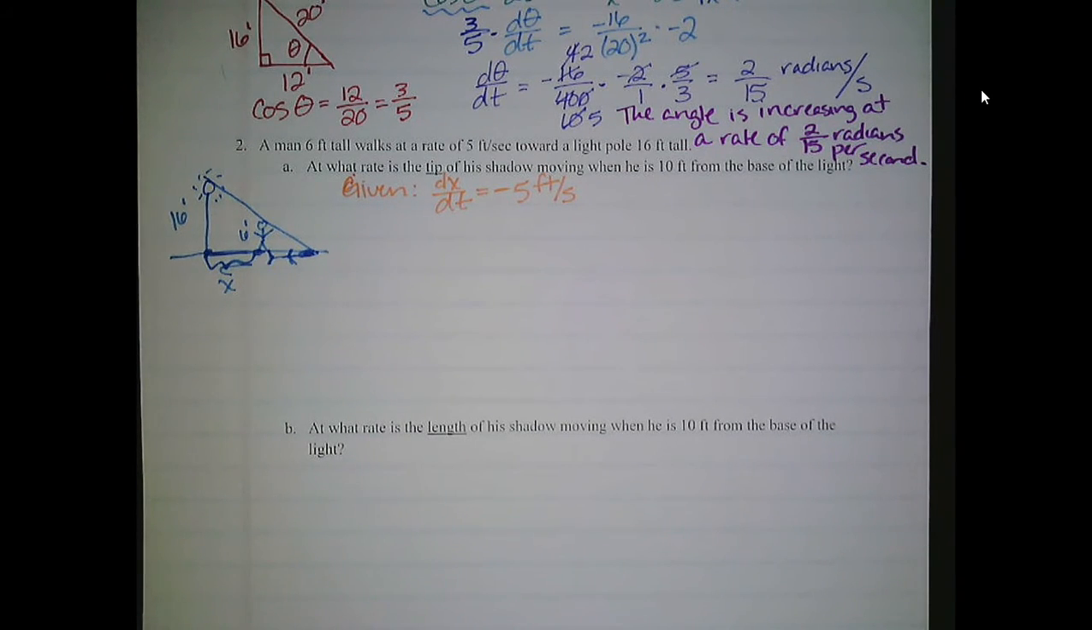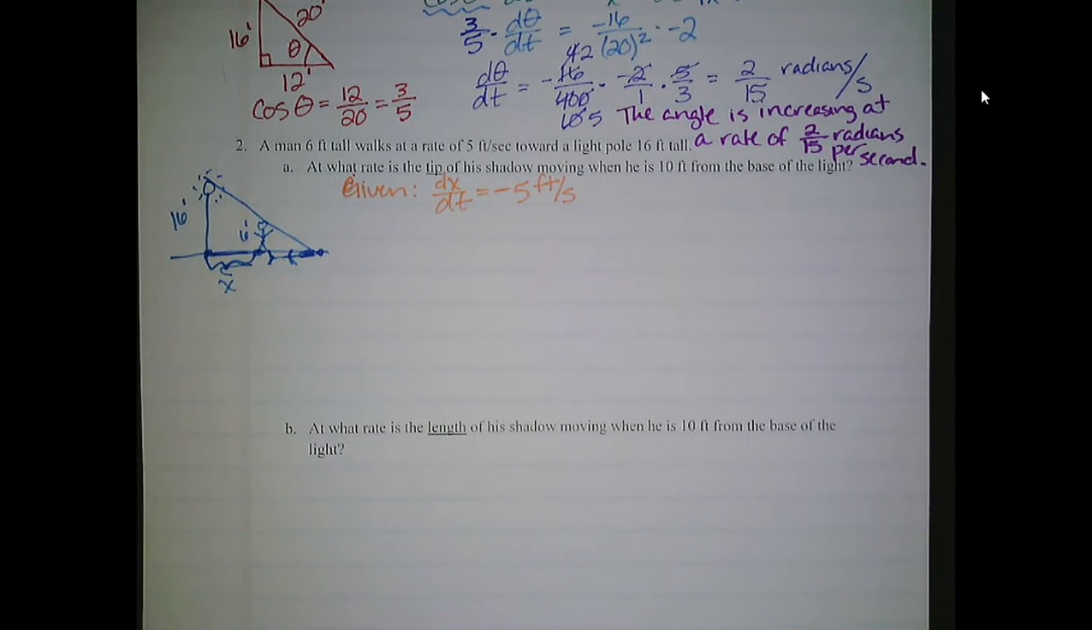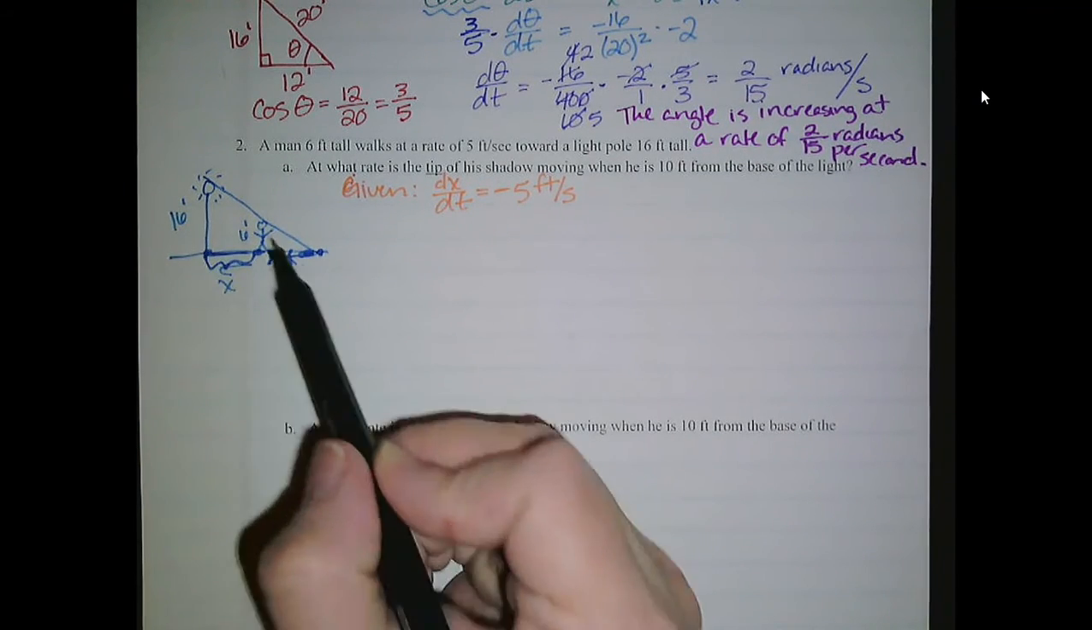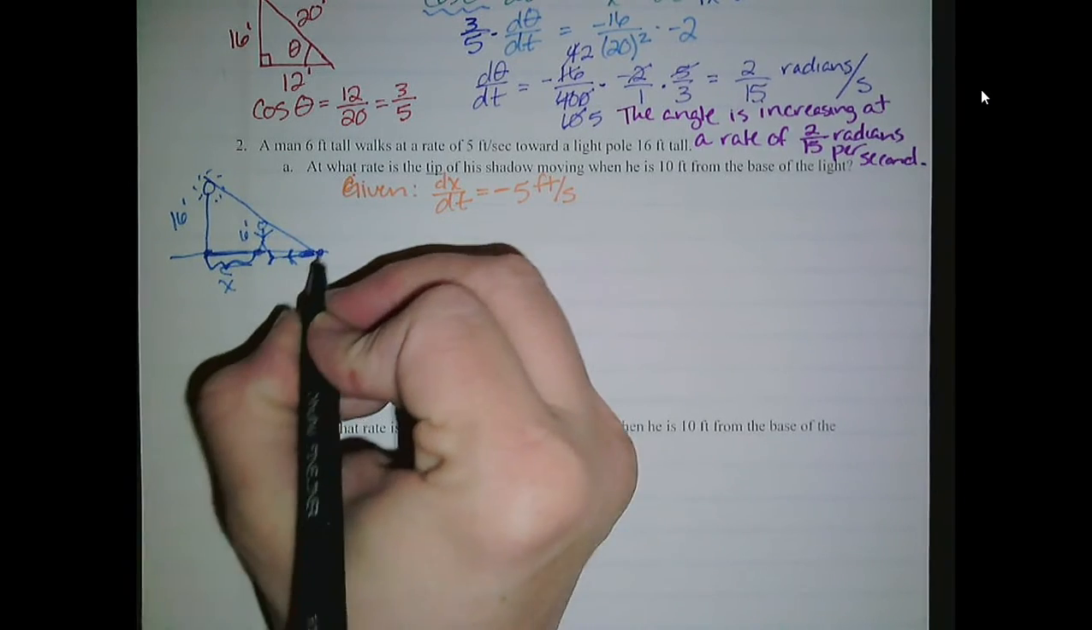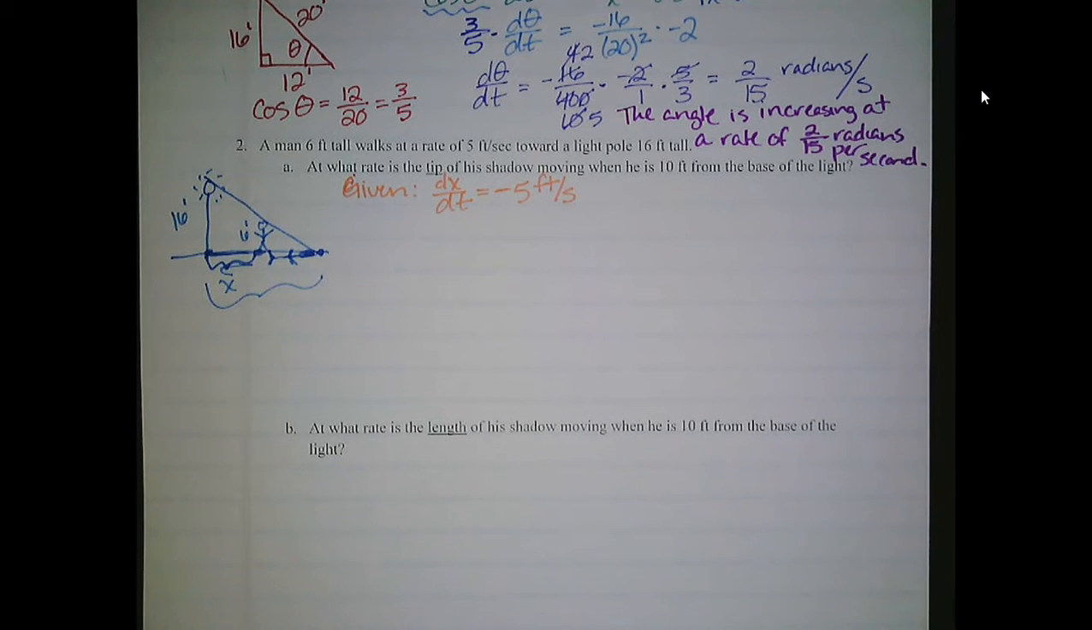We want to know how fast is the tip of his shadow moving when he's 10 feet from the base of the light. So if we go back to our picture, here's the tip of his shadow. We want to know how fast that's moving. And to know how fast that's moving, we need something that's going to be stationary, so we can measure relative to it. In this problem, our stationary object is the pole. The man is moving, so we can measure it from the light pole because that part's not changing.